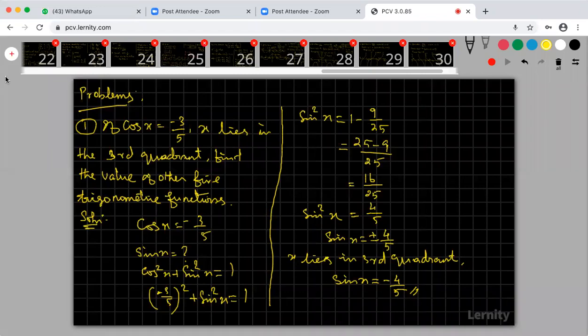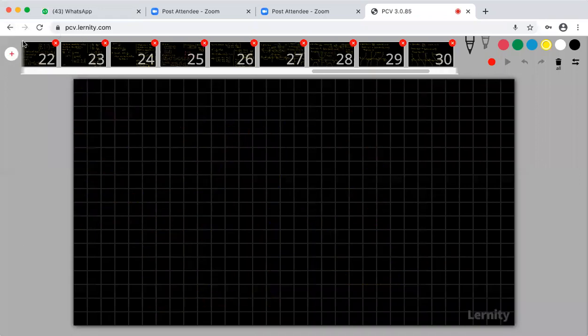Here we are going to find out 4 more trigonometric functions, that is cosecant x, secant x, tan x, cot x, that are very simple. See that? So what about your cos x? Your cos x is minus 3 by 5. What about your sin x? Sin x is minus 4 by 5.